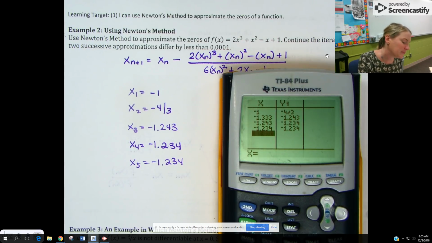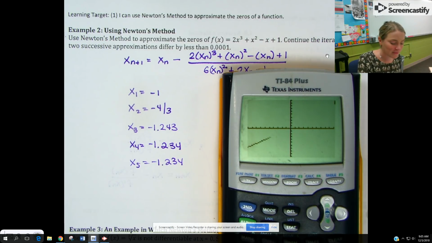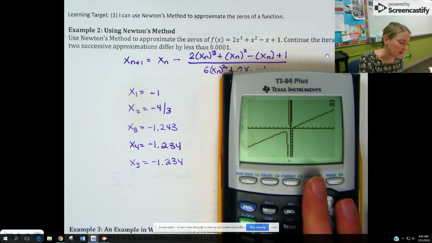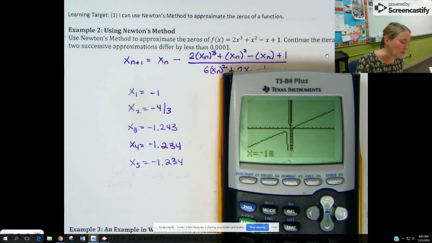If you don't like the table feature, maybe because it doesn't go out as many decimal places as you need, you could also use the graph. Give it a second here. And you could use second calculate, and you could use the value feature. So if I plug in -1, this will give me a few more decimal places when I'm copying them down. So I could use all the decimal places in order to get a more accurate solution.